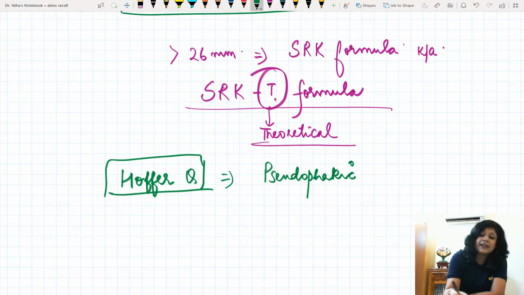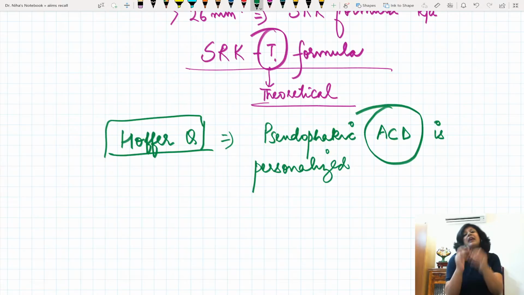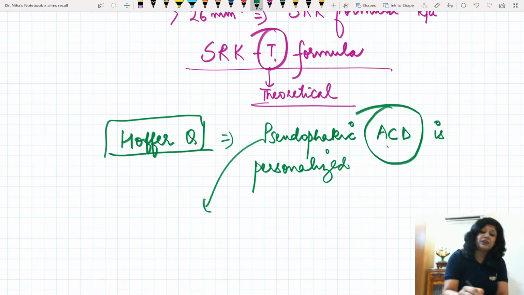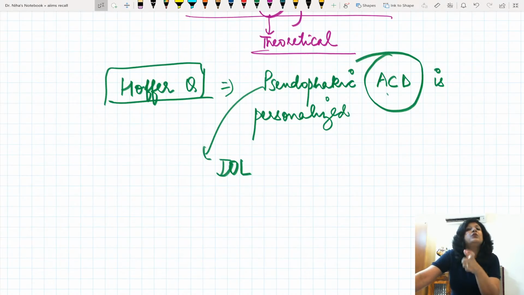Pseudophakic AC depth is personalized. Now I will tell you the meaning of this. In the Hoffer Q formula, normally the anterior chamber depth, we are taking for granted that whatever is the pre-operative anterior chamber depth, the same will remain afterwards also. So we are just not considering it. But if I have to personalize this anterior chamber depth, what will be the anterior chamber depth after this IOL? Then I use this Hoffer Q formula.